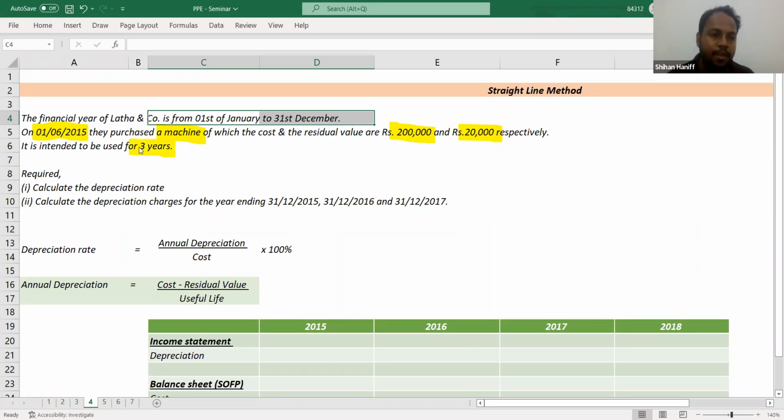Right? So useful life is 3 years. Required: calculate the depreciation rate, and calculate the depreciation charges for the years ending December 2015, 2016, and 2017, and also 2018. Okay. Can you all tell me how much is the depreciation rate? Depreciation rate equals annual depreciation over cost into 100%. Tell me how much is the depreciation rate?